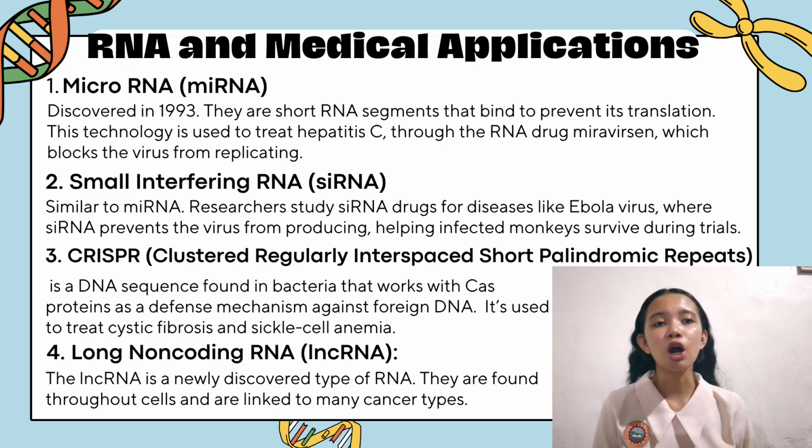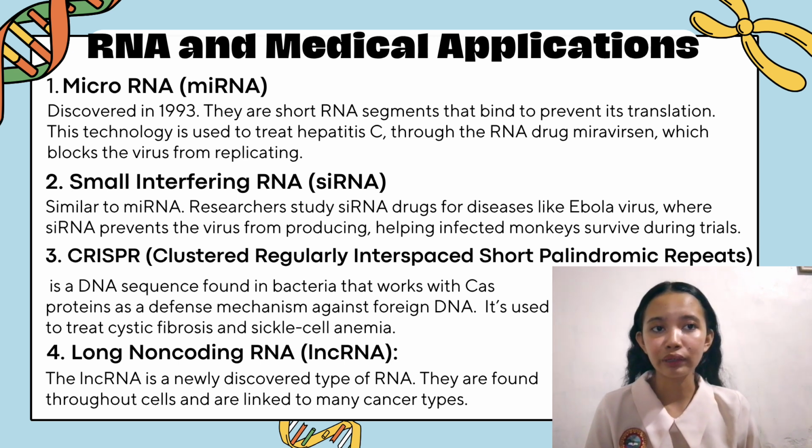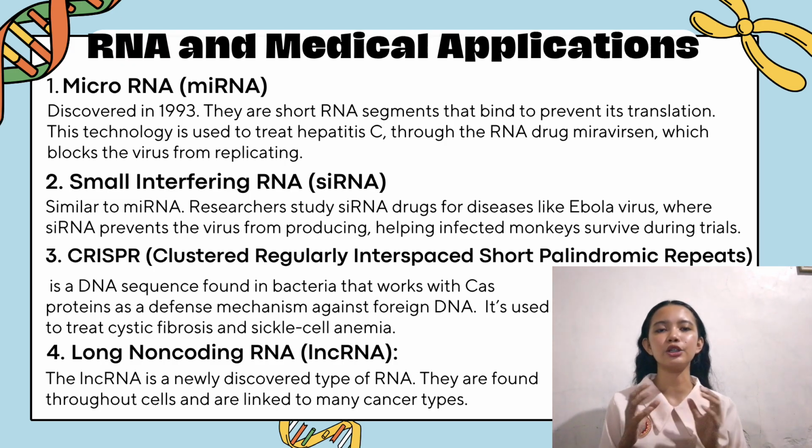Lastly, we have long non-coding RNA. This is a newly discovered type of RNA that doesn't code for proteins but still plays major roles in regulating gene expression. These are found throughout our cells and are linked to many cancer types.